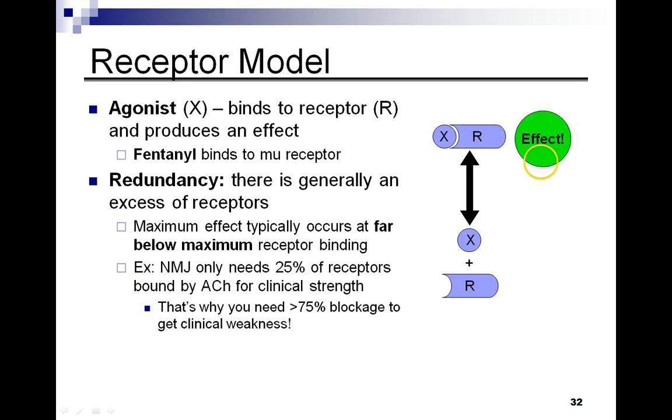There's a lot of redundancy in the biological systems, which means you have more receptors than you need. And you don't need to get all receptors bound in order to get the maximum effect. Usually, you can get your maximum effect at far below maximum binding. So for example, in your neuromuscular junction, you only need about 25% of your receptors bound by acetylcholine in order to have enough strength. In fact, that's why people will always tell you you need to block more than 75% of the receptors in order to get clinical weakness. That's because of redundancy.